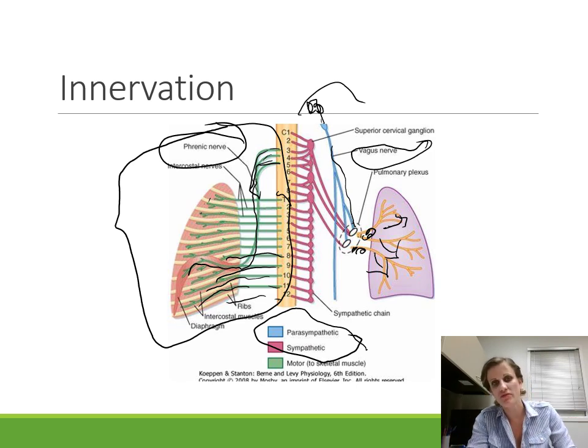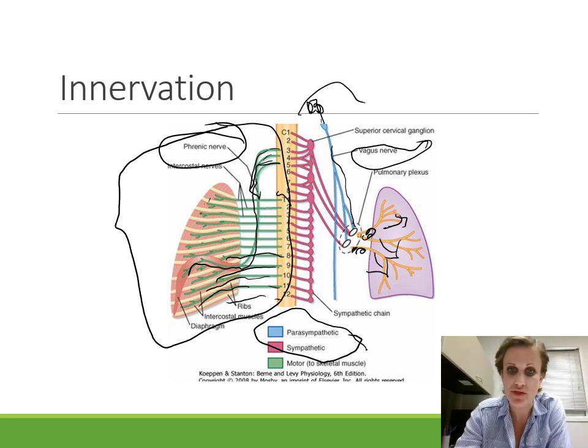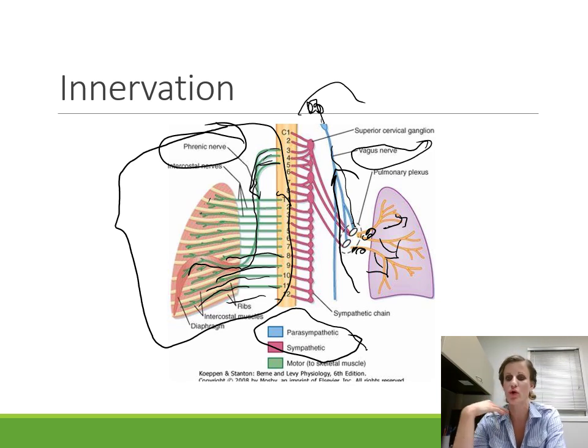There's also the visceral afferent fibers, right, that are carrying signals in. And these visceral afferent fibers, remember, are important for protective reflexes. Okay, reflexes regarding pressure, chemical composition of the blood, but then also like the cough reflex and stretch reflexes to prevent overstretching of the lungs and the thoracic cavity.